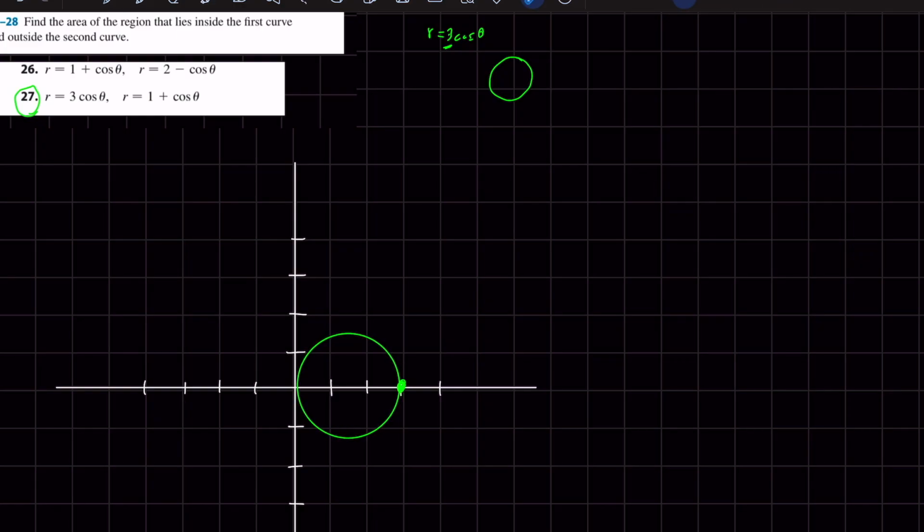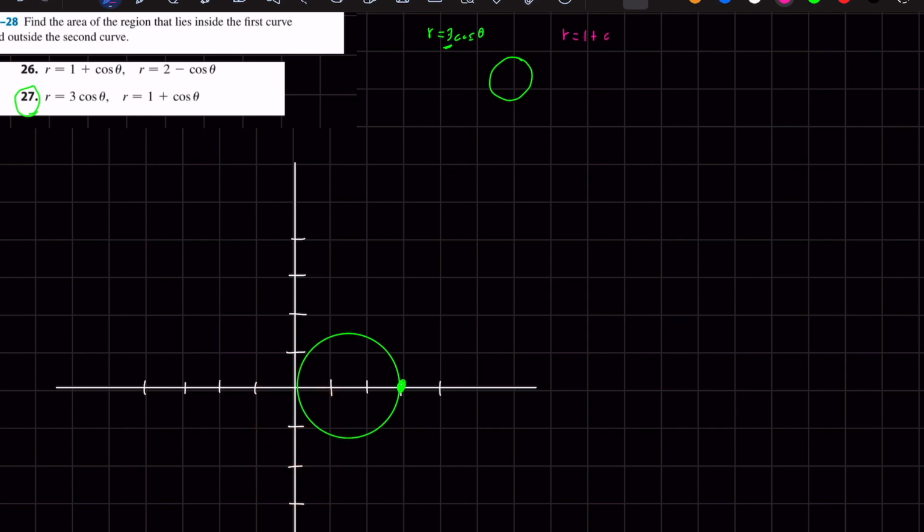If it was a negative 3 cosine theta, all that means is that we go 1, 2, 3 the other way and we would start right here, and the circle will be like this. If it was 3 sine theta, that means we would go up to 3 and make a circle like this. And if it was negative 3 sine theta, it would go down 3 and be a circle like this. So these are probably the easiest polar graphs to draw.